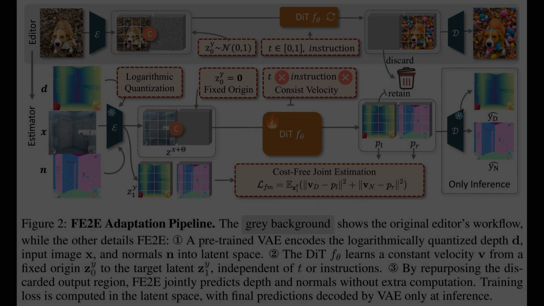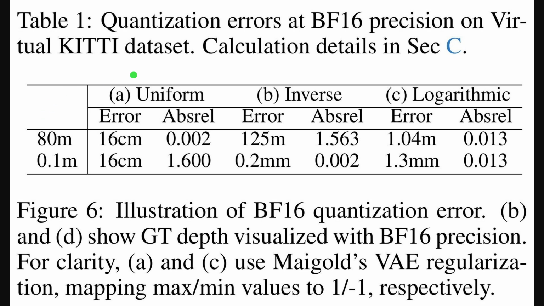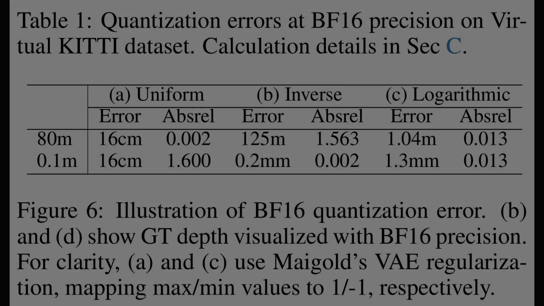So, Table 1 quantifies why logarithmic depth quantization is the right fit for BFloat16 training, because it keeps relative error nearly constant across near and far distances. Uniform scaling looks precise at long range but collapses at close range. Inverse, or disparity, excels up close but becomes unusable far away. Logarithmic achieves low abs-rel error at both ends, which makes fine-tuning stable without switching precision.